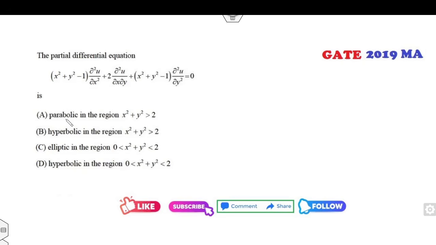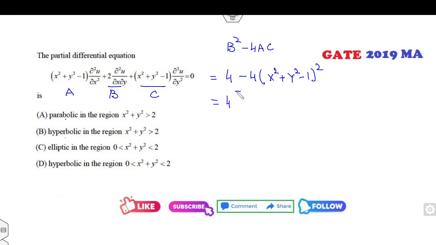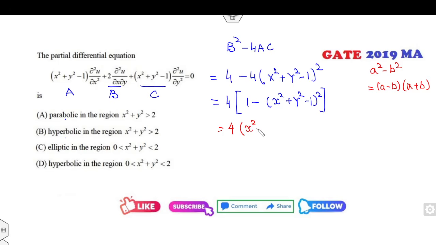Look at that again, the parabolic, hyperbolic classification of this. This is my B, this is my C, this is my A. So again, let's start with B square minus 4AC. 4 minus 4 times x square plus y square minus 1, whole square. I can take 4 as common: 1 minus (x square plus y square minus 1) whole square. I can apply the formula a square minus b square, which is (a minus b)(a plus b). So with 4, if I choose a plus b, the 1 will be cancelled out. If I choose a minus b, then it's twice of x square minus y square.